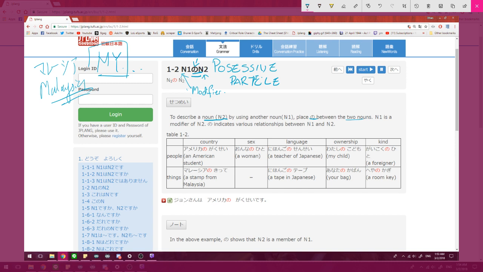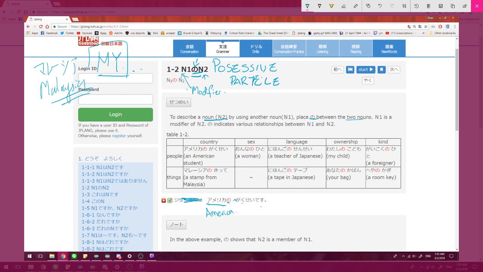Now, let's just remember what we had just now. Look at this example. Forget about this bit first, because that's the noun sentence. Let's go with just this, the no particle. So this here reads America. So アメリカの学生です, right?